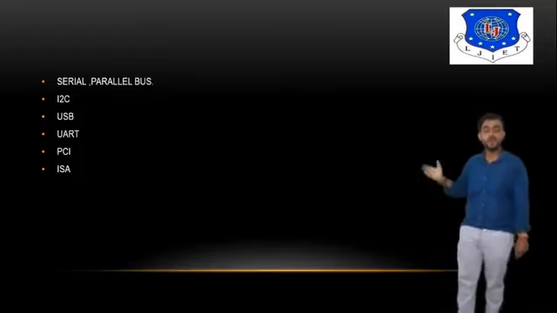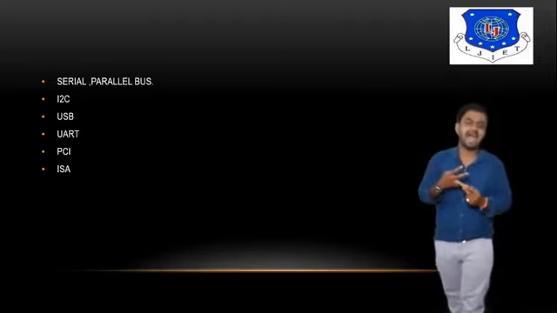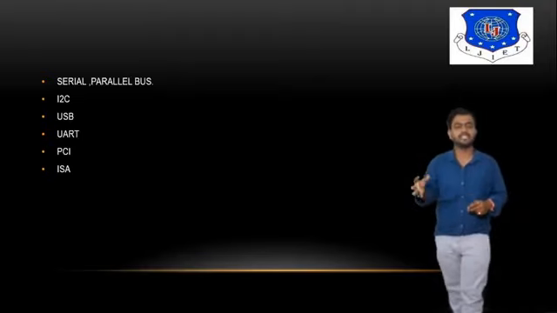When you're talking about USB, then USB has only 4 wires: VCC, ground, TX and RX. Basically the transmitter data and receiver data.